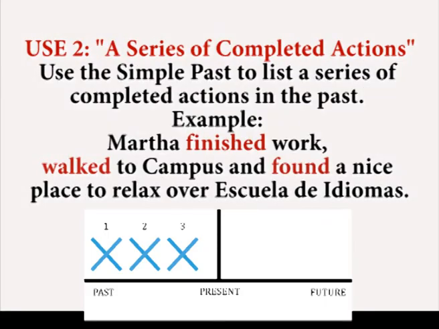Use 2. A series of completed actions. Use the simple past to list a series of completed actions in the past. Example: Marta finished work, walked to campus, and found a nice place to relax over Escuela de Idiomas.